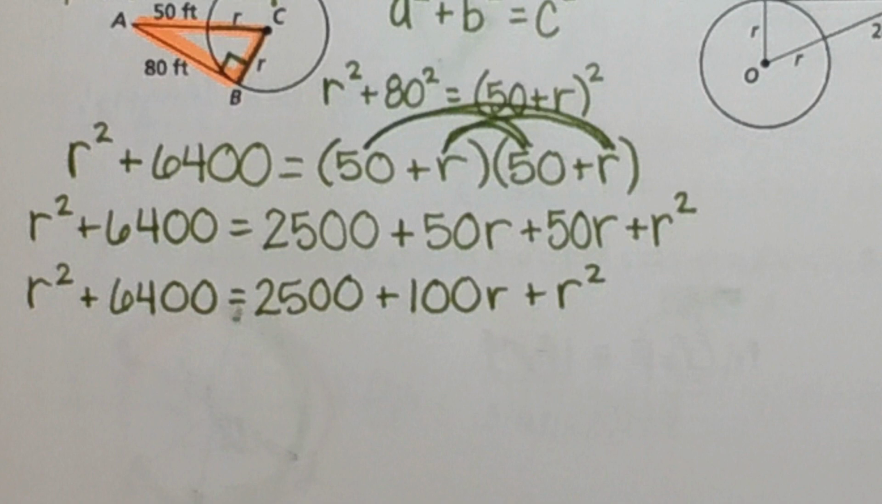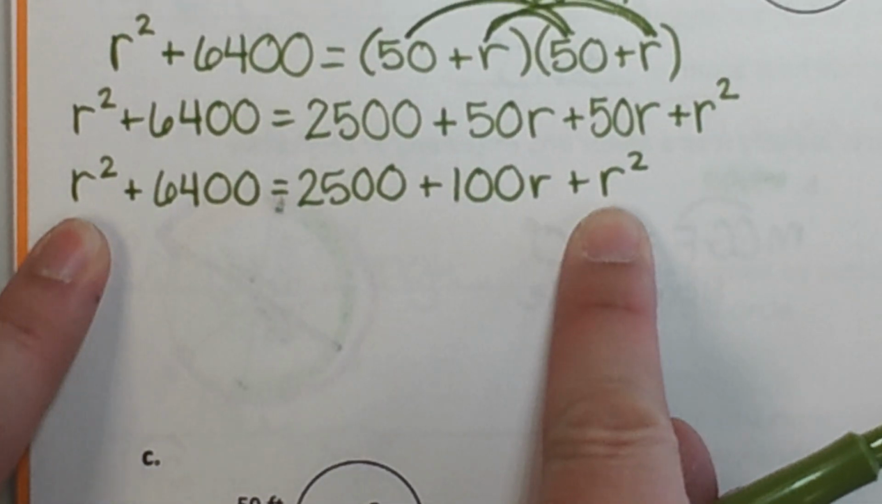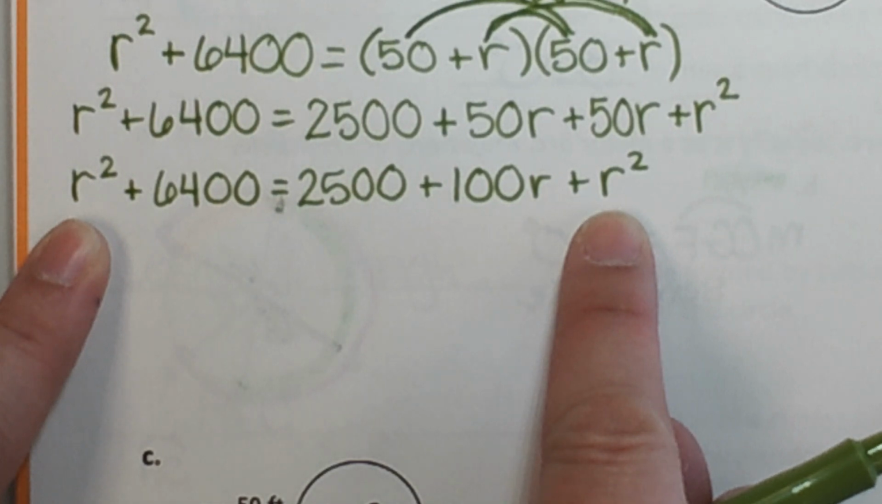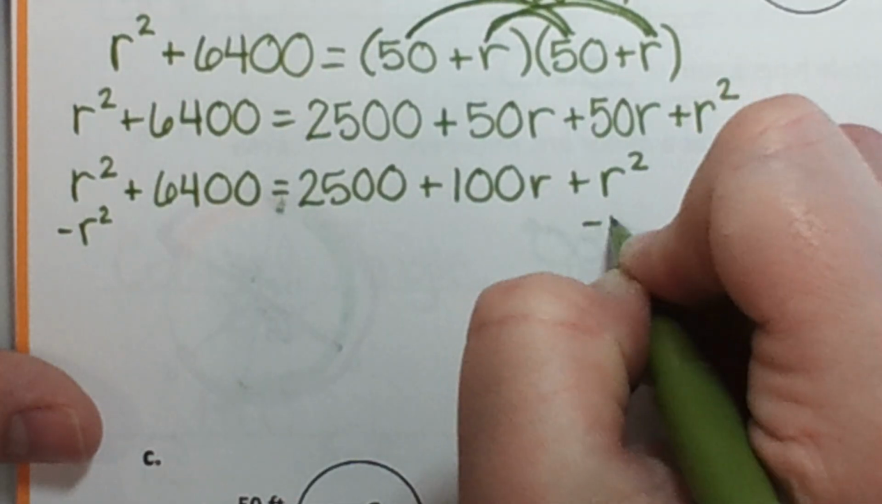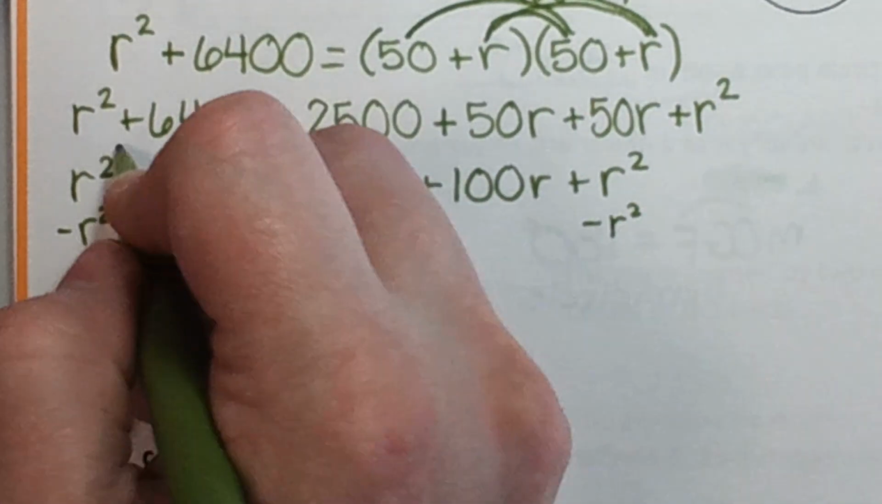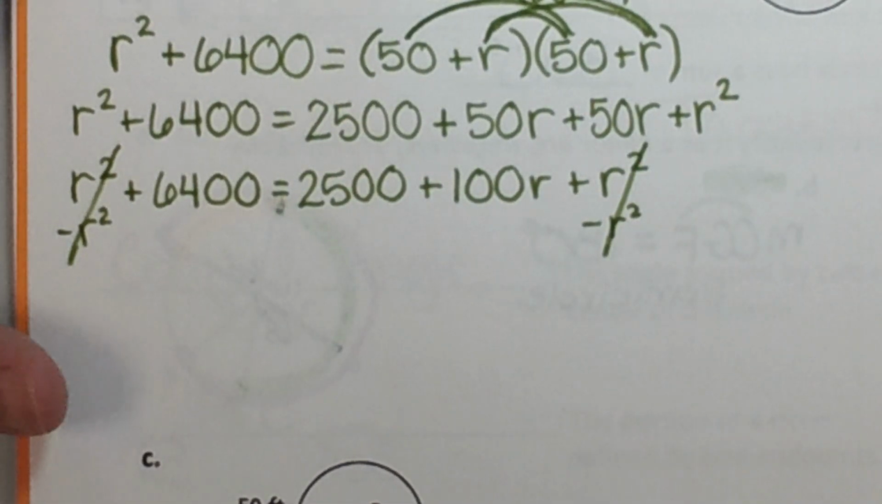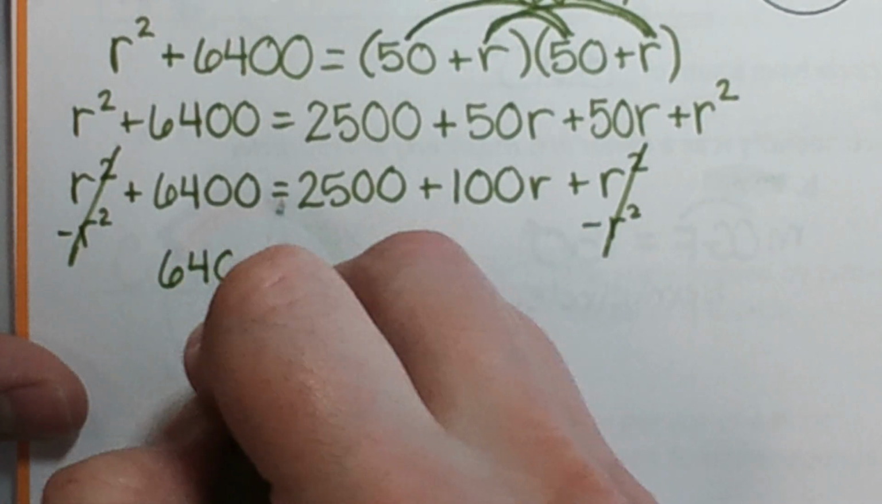I go to put like terms together, I want to put these r squareds together. They're on opposite sides of the equal sign. How do I move them together? Subtraction. Minus r squared minus r squared. They both die a painful death and they're gone. Oh, okay. That makes it easy.